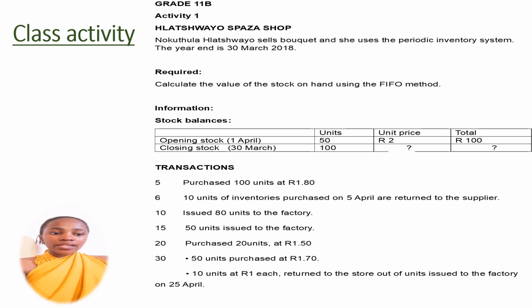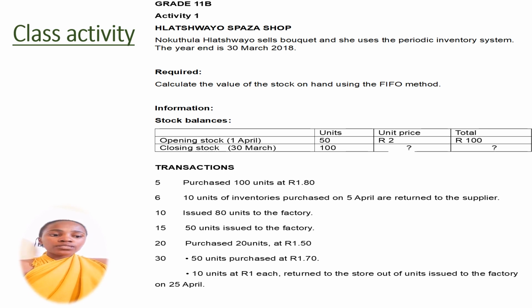Let's move on to our transactions. Now, we had a transaction on the 5th. It says we purchased 100 units at 180, right? And then on the 6th, 10 units of inventories purchased on the 5th April are now returned to the supplier. The reason could be that they were damaged or there was something wrong with those 10 units we returned.